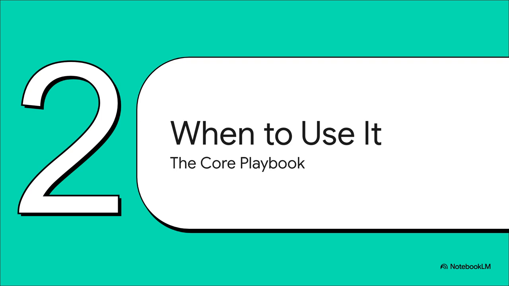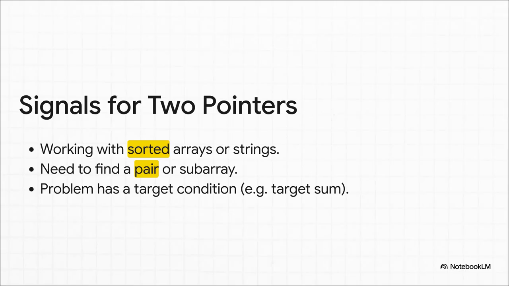Okay, so we get the what. But the really crucial question for any of us is, when do I actually pull this tool out of my toolbox? Let's build that playbook right now. So here are the dead giveaways, the signals you need to be looking for. If you see a problem with a sorted array or a sorted string, that is your biggest clue. Red alert. If the whole point is to find a pair of things or a little subarray that meets some kind of condition, like adding up to a target number, your two-pointer alarm should be going off like crazy in your head.